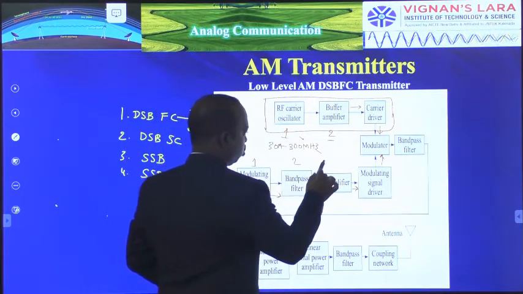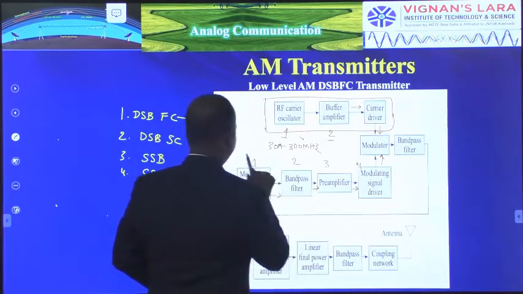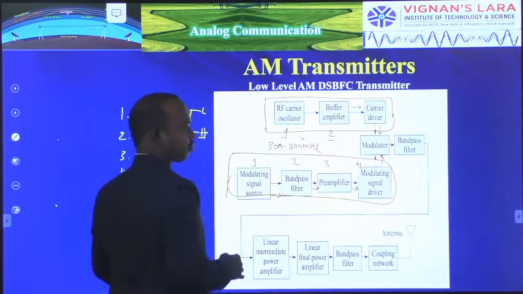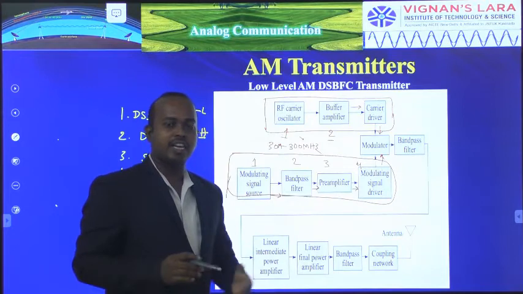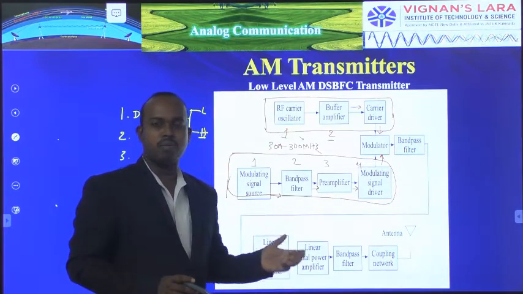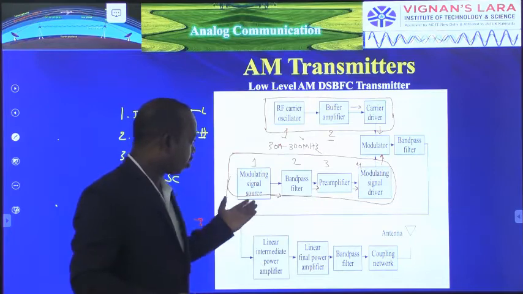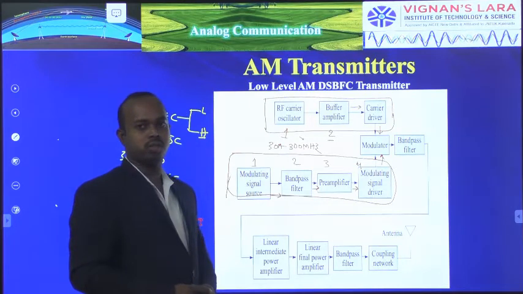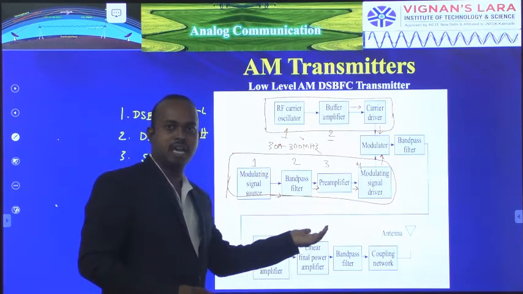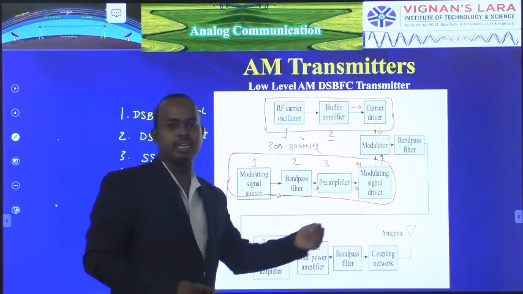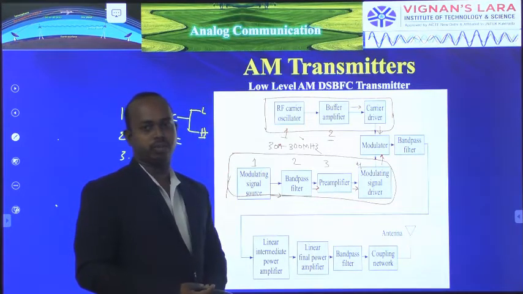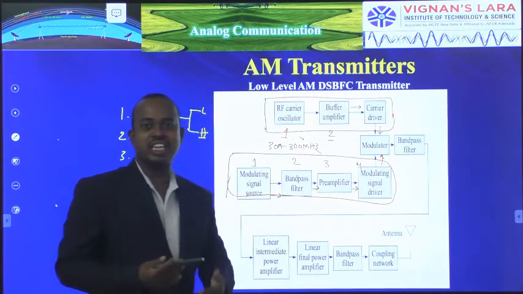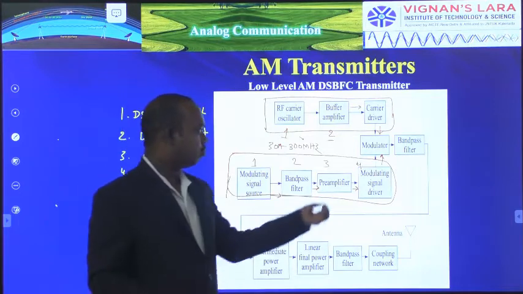Here 2, 3, totally 4 blocks are under the modulating signal. In carrier generation we are mainly using 3 blocks. For message or source signal generation we are using the 4 blocks: the modulating signal or source, a band pass filter, a pre-amplifier, and the modulating signal driver. These 4 blocks generate the efficient or sophisticated modulating signal to a modulator.